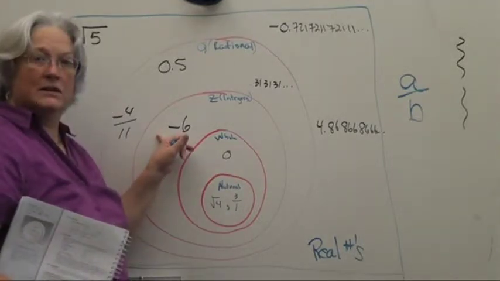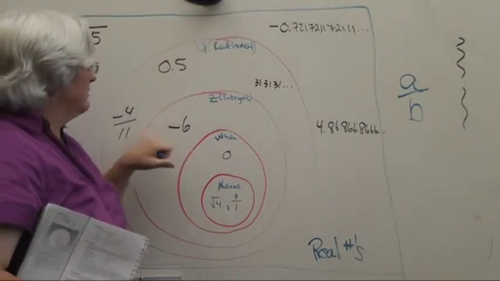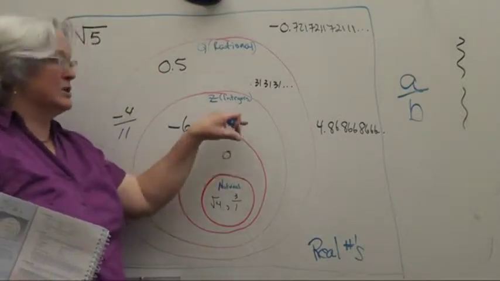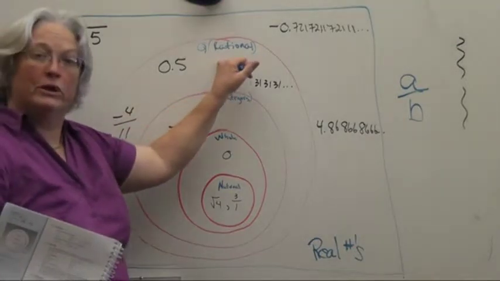Likewise, we've got a negative 6. Negative 6 is a rational number. You can write it as a ratio, negative 6 divided by 1. But most narrowly defined, it's an integer. It's a negative number.